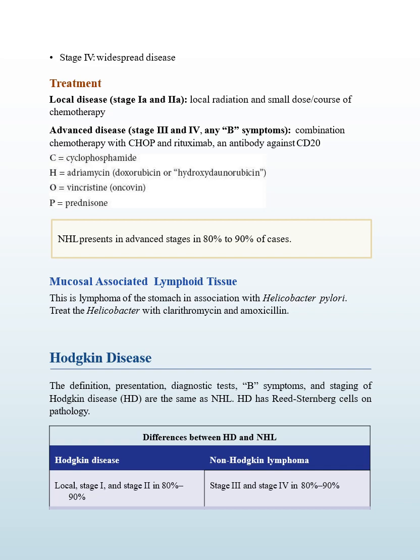We need to remember here that 80 to 90% of cases of NHL present in advanced stages. And there is so-called mucosa-associated lymphoid tissue lymphoma. If there is a lymphoma of the stomach, it is usually associated with H. pylori. Treatment of Helicobacter with clarithromycin and amoxicillin is necessary.